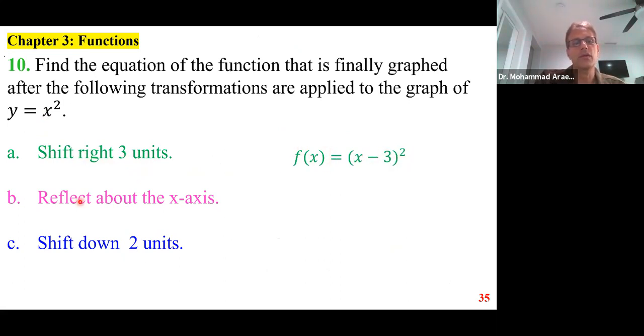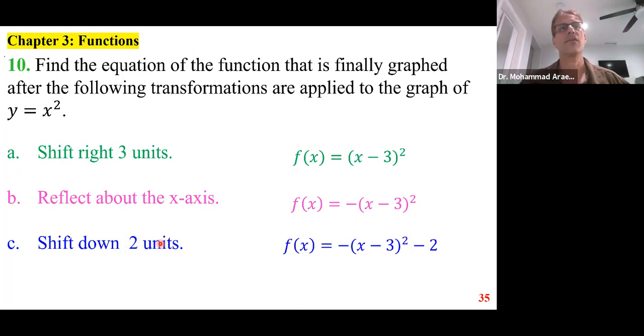Now we are dealing with this function. We are going to reflect it about the x-axis, so we put a negative in front of it. We're going to move it down by 2 units. We're going to add -2 because we are going down. This is the final equation.